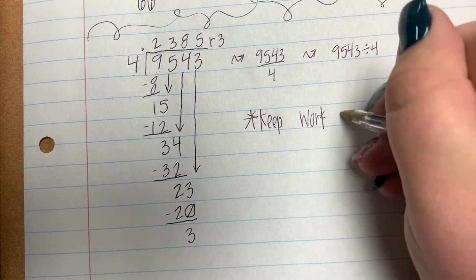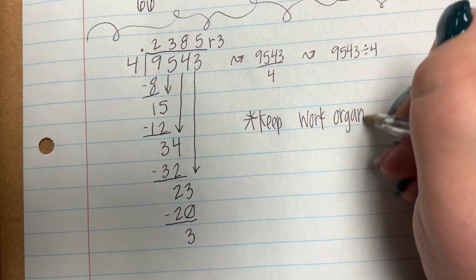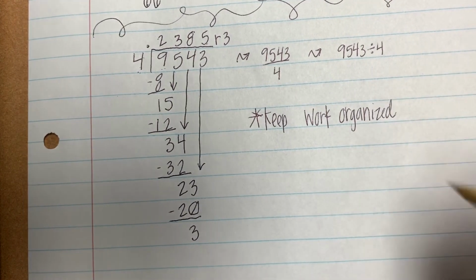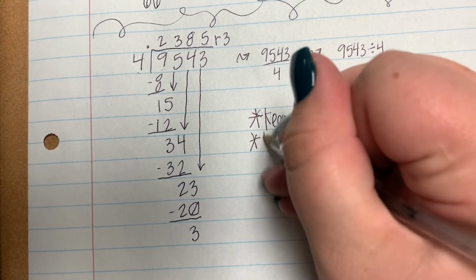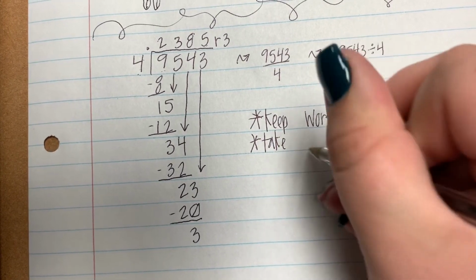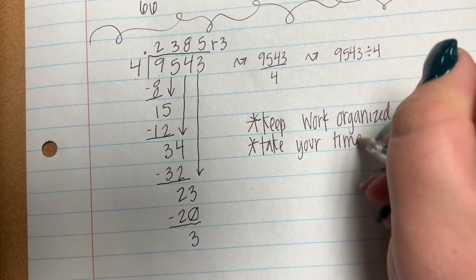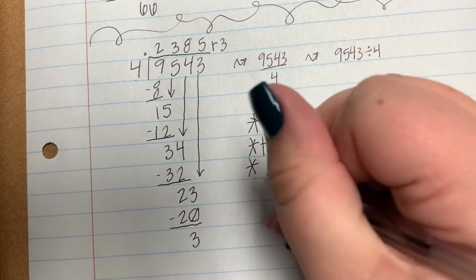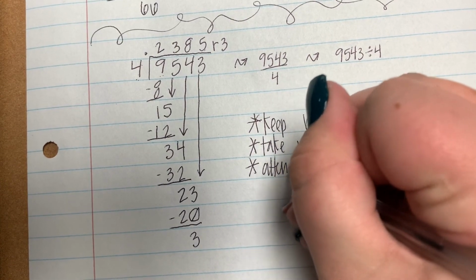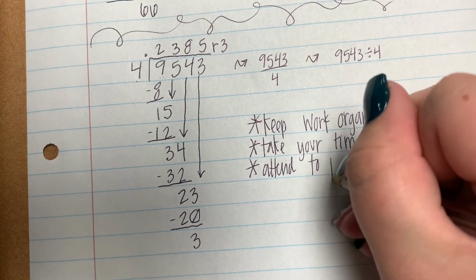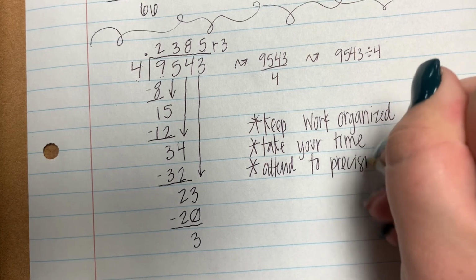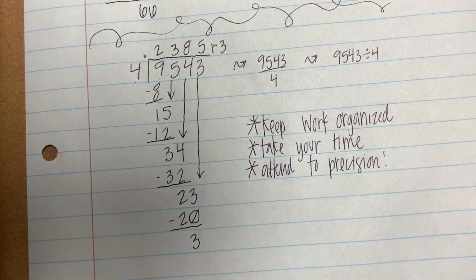So here's some key details to take away from this video. You really, and I cannot stress this enough, you really want to keep your work organized. If you need graph paper, use it and put a digit in each square or a number in each square. I draw arrows. That helps me, but you need to keep your work organized. You have to take your time. And one of the standards for mathematical practice, you have to attend to precision. If you do all these things, you'll be successful. Good job, you guys.